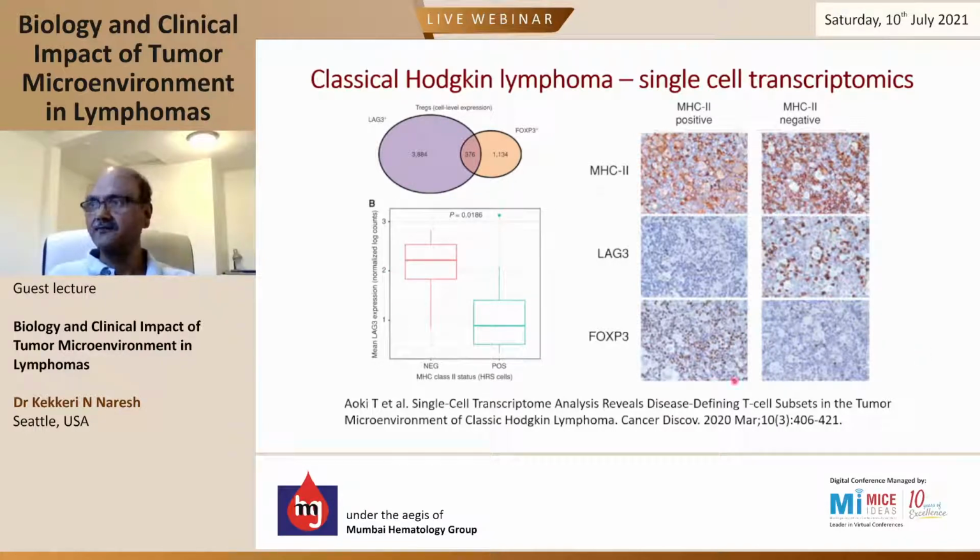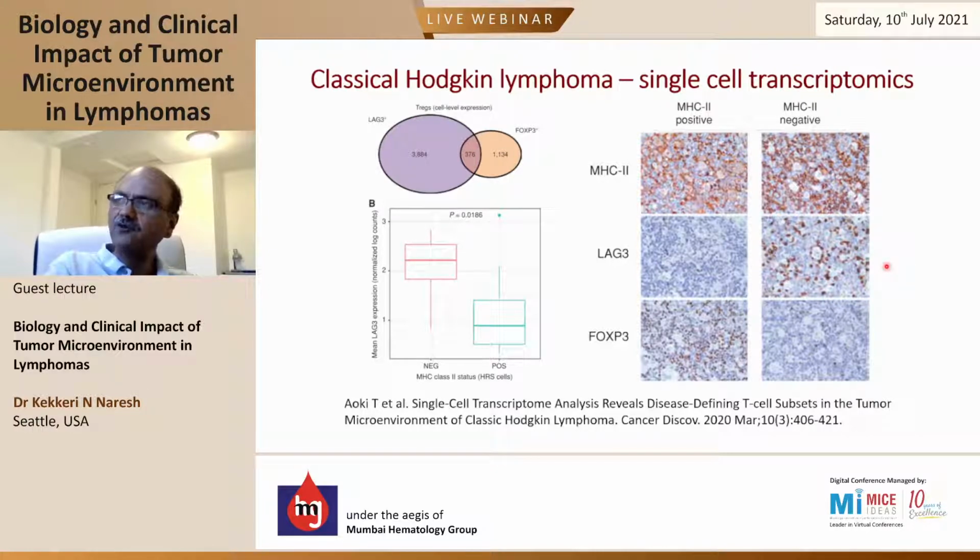And here are the photographs which show you MHC class 2 positive cases, with predominantly regulatory T cells that are FOXP3 positive, more evenly distributed in the microenvironment. Whereas those which are MHC class 2 negative in the lymphoma cells show an intimate rosetting by LAG3 positive cells and very few FOXP3 positive cells.